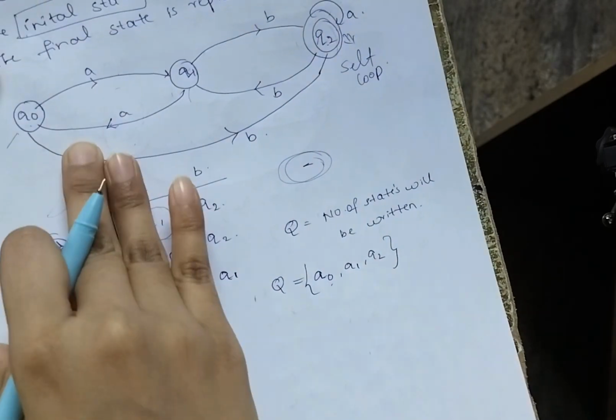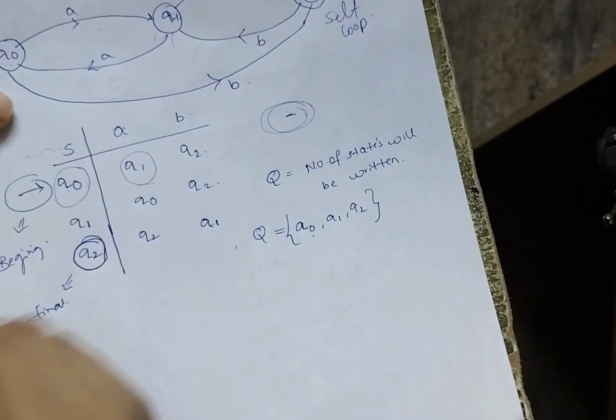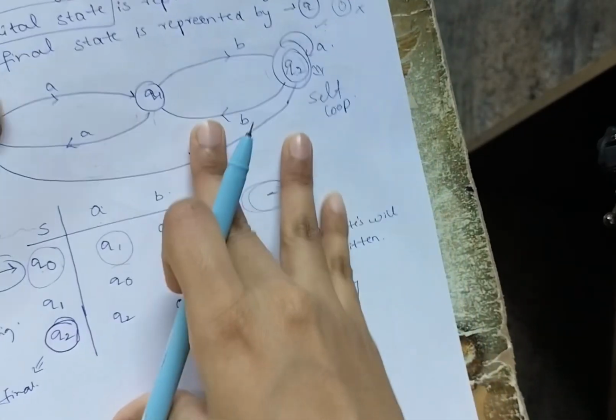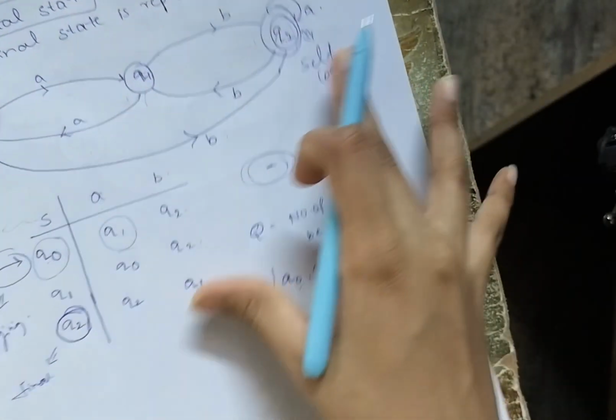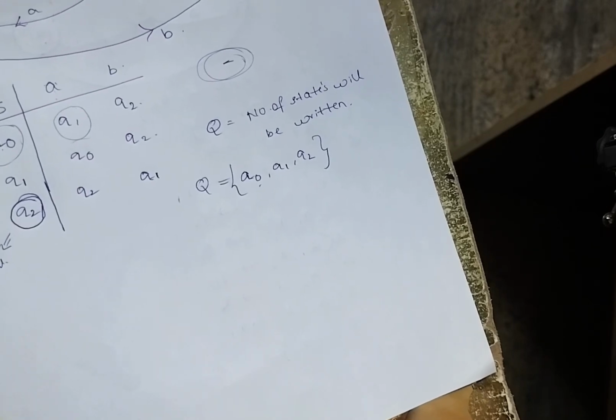From the above diagram, we have seen from q0 on a which state it is going to, and from q0 on b. We have also seen what is called a self loop. Now we'll discuss a new topic called the transitional system.